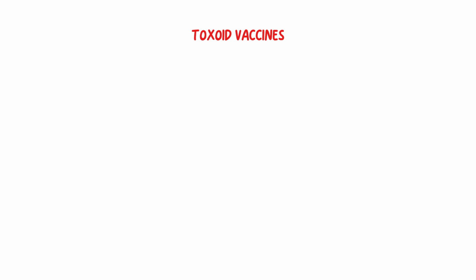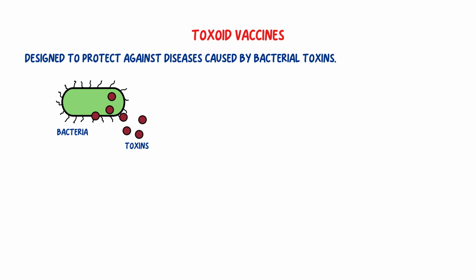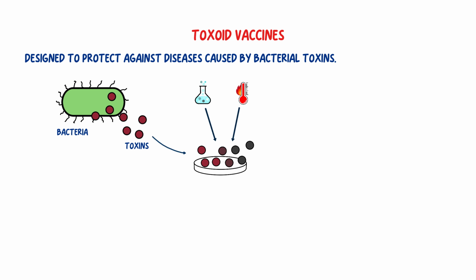Toxoid vaccines are specifically designed to protect against diseases caused by toxins released by certain bacteria rather than targeting the bacteria themselves. Some bacterial infections, like tetanus and diphtheria, are dangerous not because of the bacteria directly, but because of the harmful toxins they produce. To make a toxoid vaccine, the toxins are inactivated using chemicals or heat, rendering them harmless. These inactivated toxins, known as toxoids, are then used in the vaccine to stimulate the immune system.